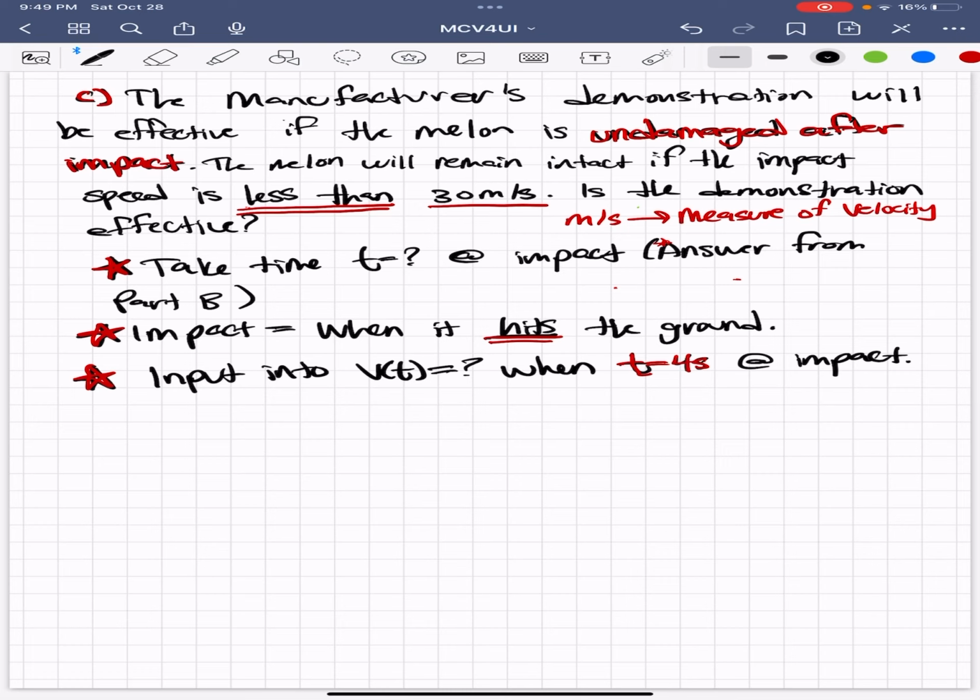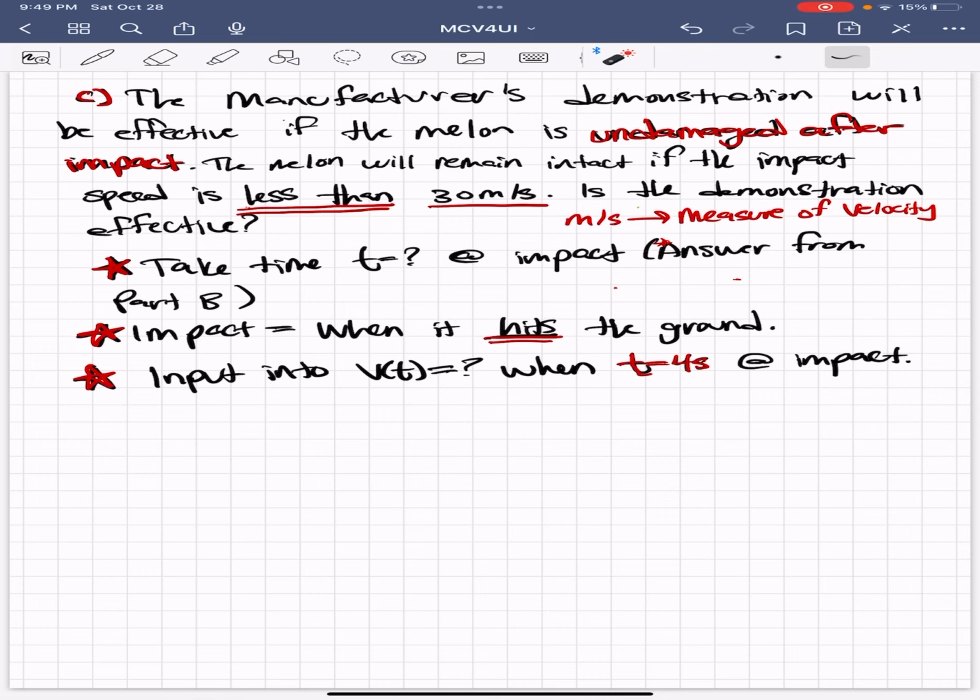So the manufacturer's demonstration will be effective if the melon is undamaged after impact. And we say impact is when it hits the ground. The melon will remain intact if the impact speed is less than 30 meters per second. Is the demonstration effective? Meters per second is the measure of velocity.